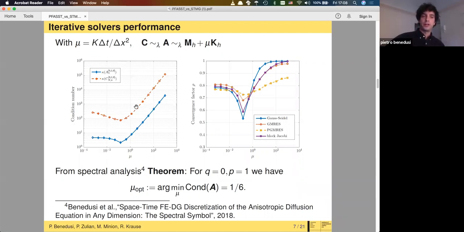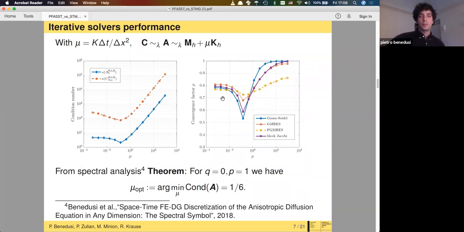For example, here I plot the condition number of the space-time matrix depending on mu, and you can see it has a sharp minimum, and this corresponds to a similar behavior in the performance of various iterative solvers here. Here you have a bunch of iterative solvers, and all have a minimum in the convergence factor, somewhere between mu 10 to the minus 2 and 1.